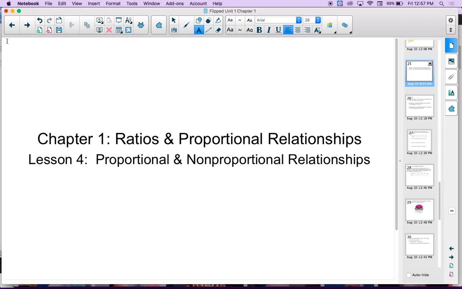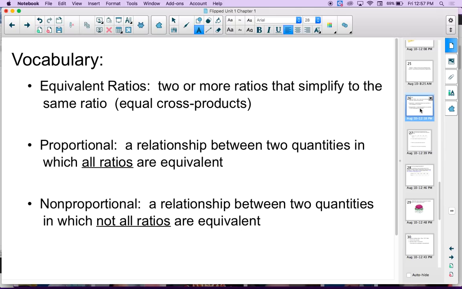This is our fourth lesson in Chapter 1. This lesson is all about proportional and non-proportional relationships. So we're going to get started with 3 vocab words. Our first vocab word is equivalent ratios.